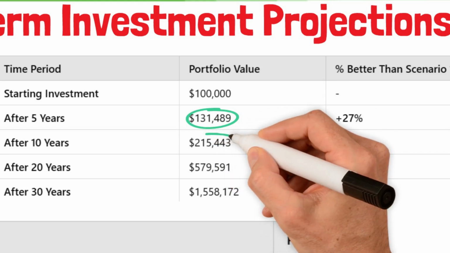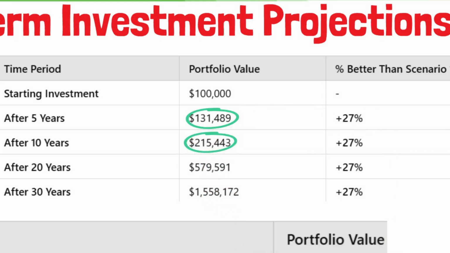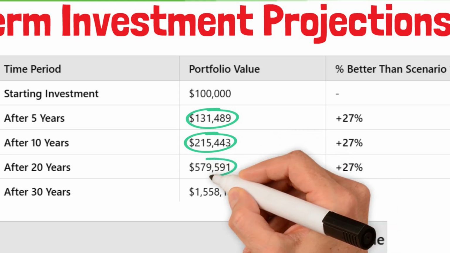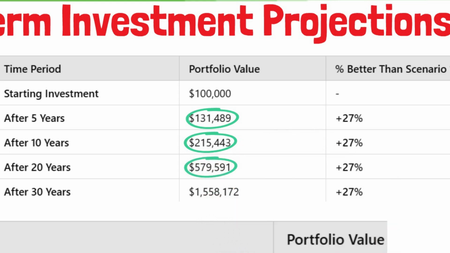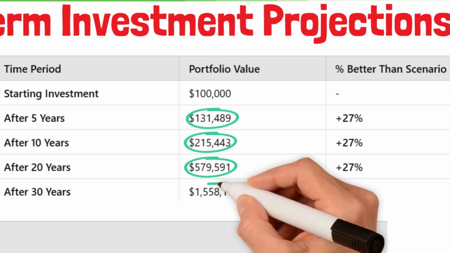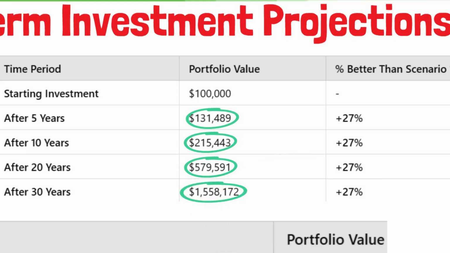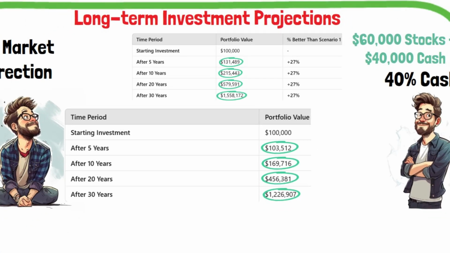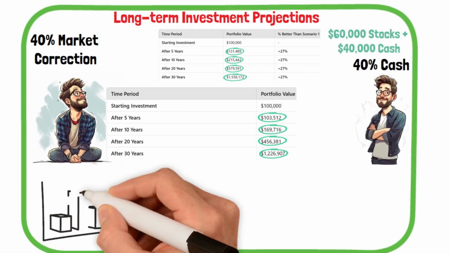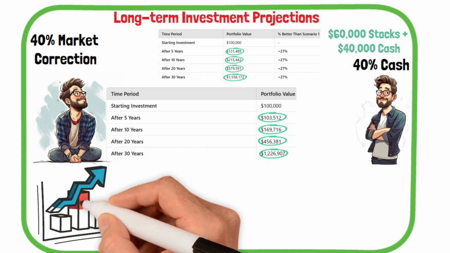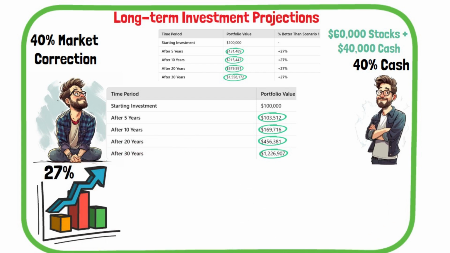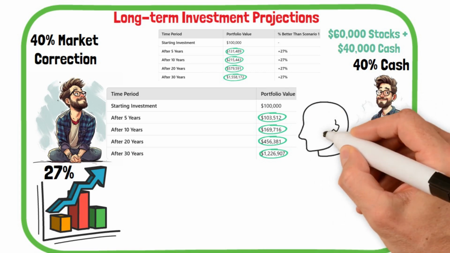After 10 years, $215,443, 27% better. After 20 years, $579,591, 27% better. After 30 years, $1,558,172, 27% better. These projections show that just one cycle of correctly using the Buffett indicator can boost lifetime returns by over 27%. And that's assuming Harry only gets it right once.